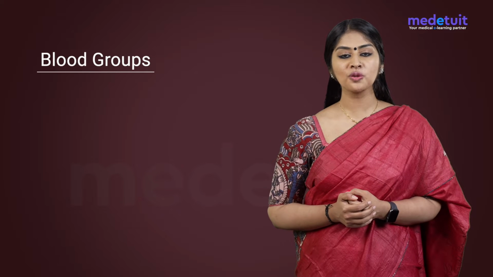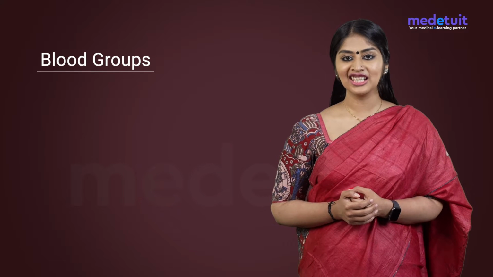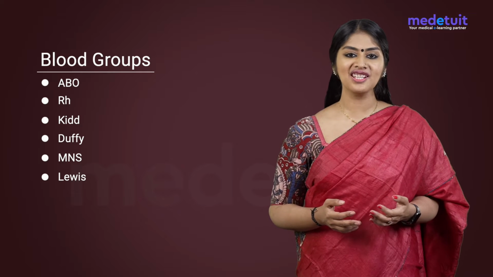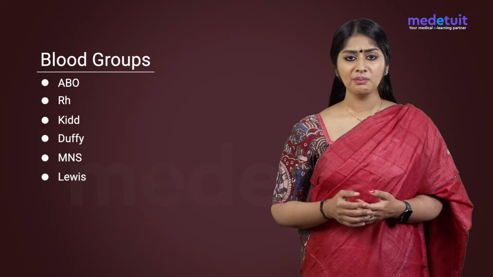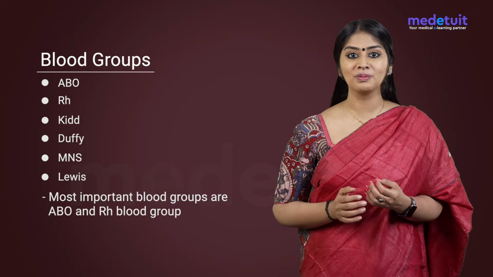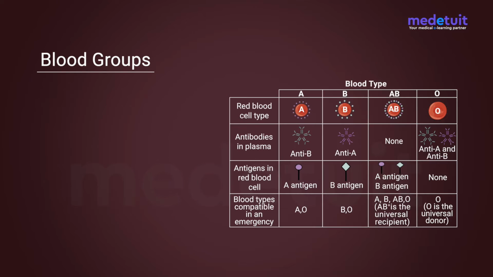There are many blood groups in the human population, including the ABO blood groups, RH, KIT, Duffy, MNS, Lewis, and so forth. But the most important of these are the ABO blood groups and the RH blood groups. Look at this table here, you can see the image of the ABO system of blood groups. I'm sure you're all familiar with the ABO blood groups.